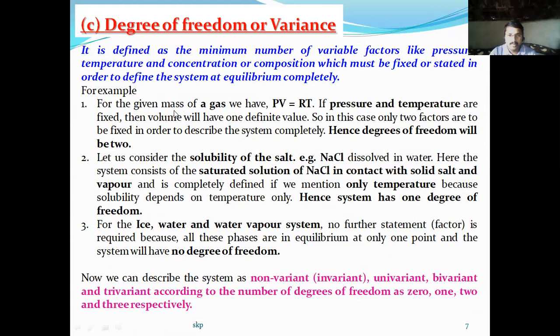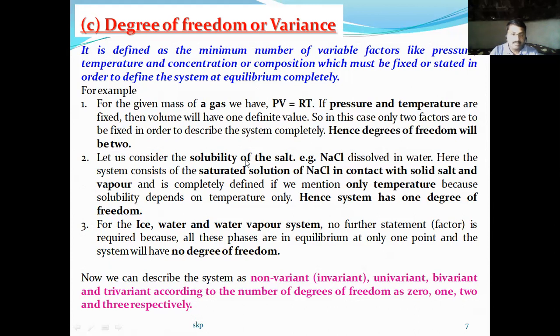Just for example, for a gas we have the equation PV is equal to RT. As we know that if pressure and temperature are fixed, then volume will have one definite value. If we fix the pressure and the temperature, R is also constant, that means automatically we get the value of volume. So if we state the value of pressure and temperature, we need not give the value of volume. Hence degrees of freedom will be 2.